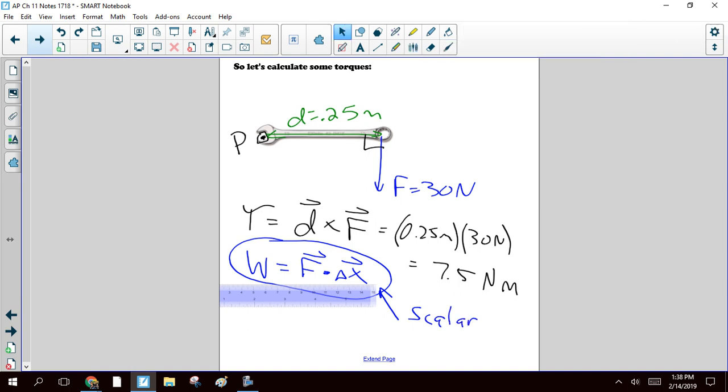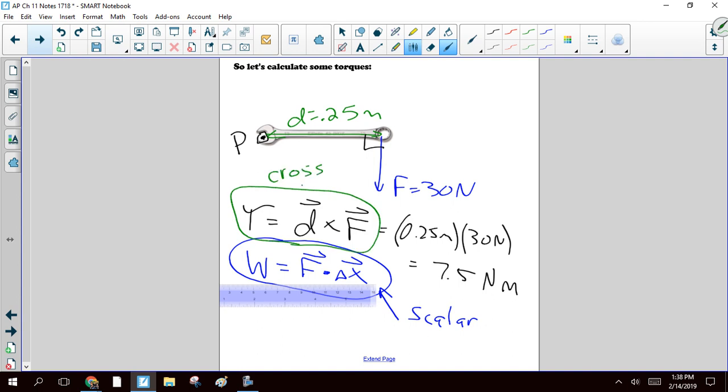So it turns out when you calculate torque, you're again multiplying kind of the same two vectors. There's a length vector and a force vector. But this is what's called a cross product, and when you multiply two vectors using a cross product, you get a third vector. So these newton meters are actually not the same as joules.